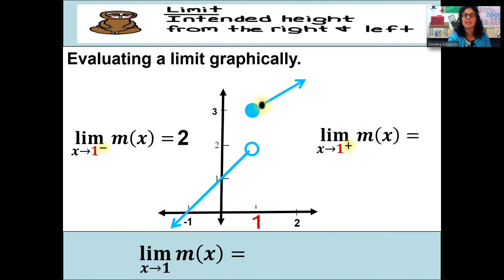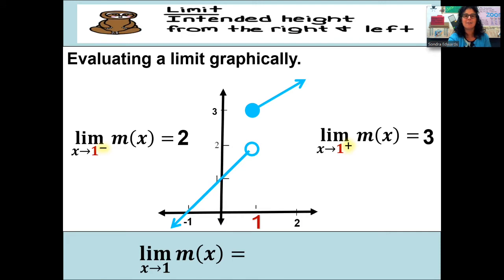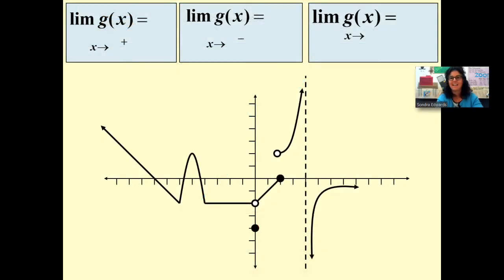So as I get closer and closer to x equals 1 coming in from the right, the heights are heading to 3. Here we have an example of where the intended height from the left is not the same as the intended height from the right. So that means the limit as x approaches 1 of m of x does not exist.